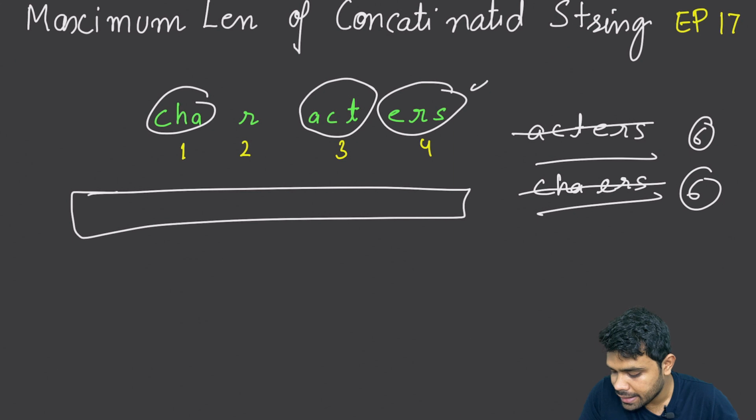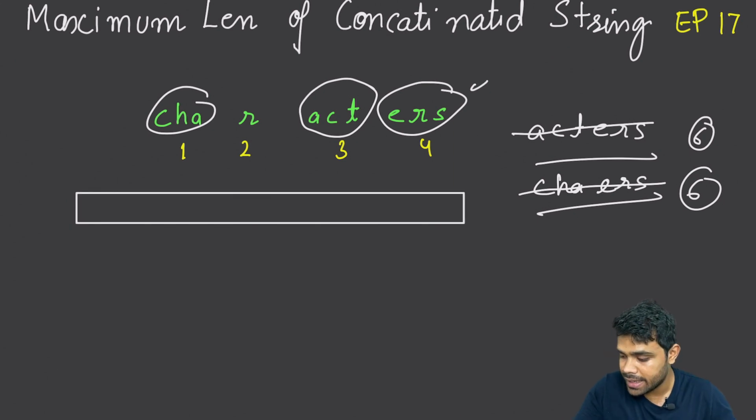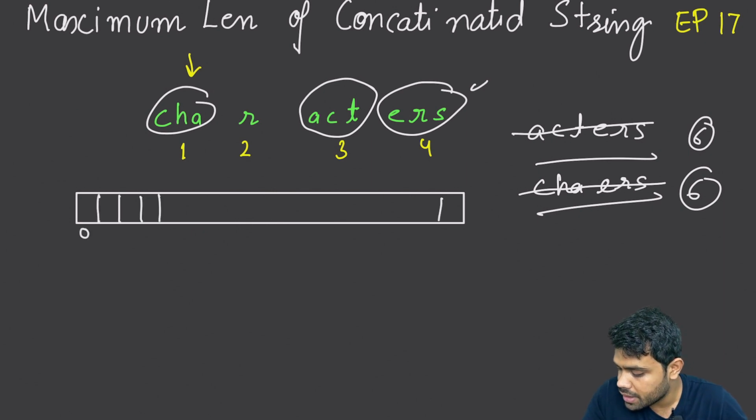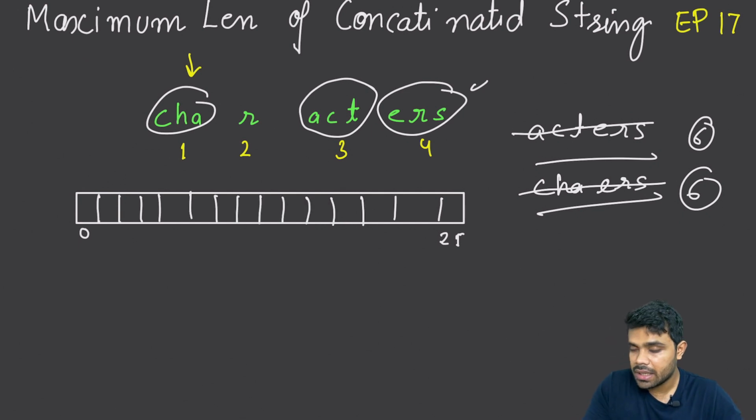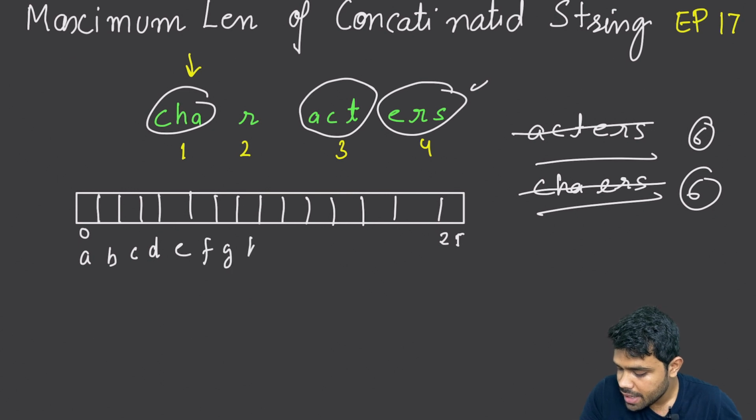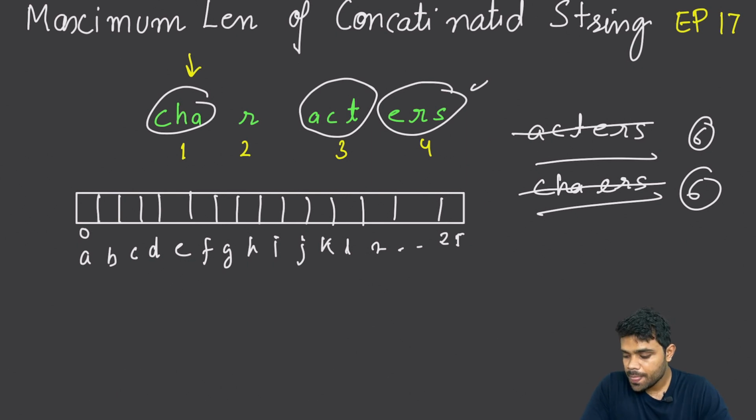Let's say I'm forming my concatenated string, and the first string I picked up is cha. Along with that I will also maintain an array of size 26, with indices from 0 till 25, and I will keep marking it. So this 0 will represent a, this will represent b, this will represent c, this will represent d, e, f, g, h, i, j, k, l, m, and so on till z. So this will be an array of size 26, with indices from 0 to 25.